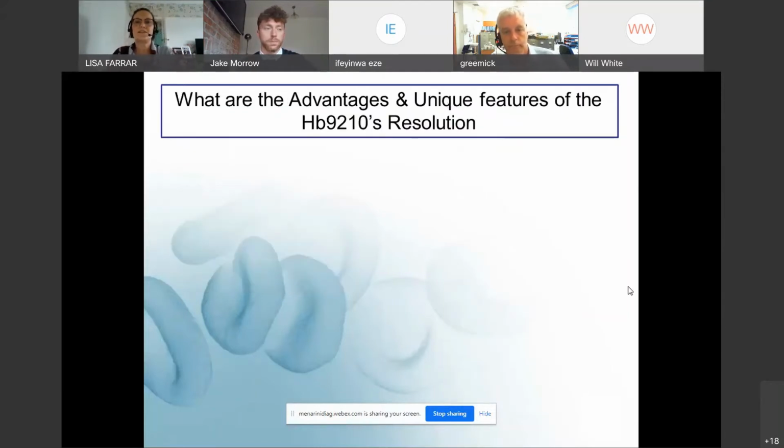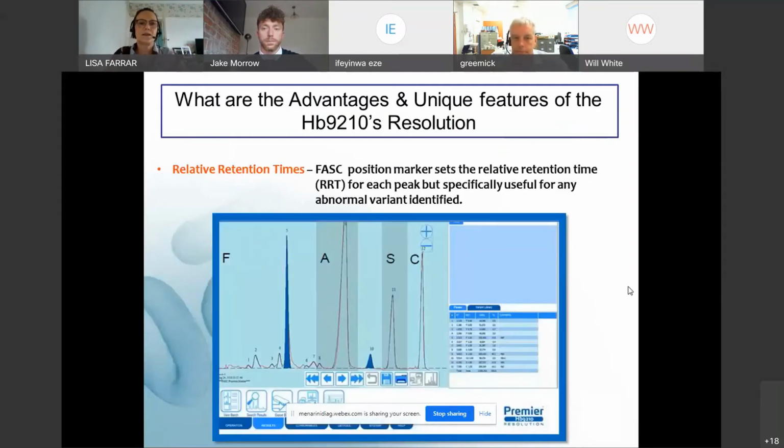So what are the advantages and unique features of the 9210 resolution that makes us want to have this as our analyzer of choice? The first one, as Jake has already mentioned, is relative retention times. The FASC position marker sets the relative retention time for each peak. So we already know that we're looking for the significant hemoglobins of S, C, D, E, O, Arab, and we in the laboratory already know what specific retention times are aligned with these hemoglobin variants. An F, an A, an S and a C, you would get a relative retention time of 1 to the respective marker in the FASC control.